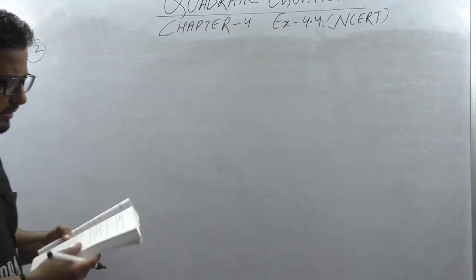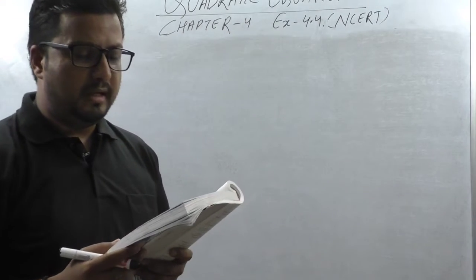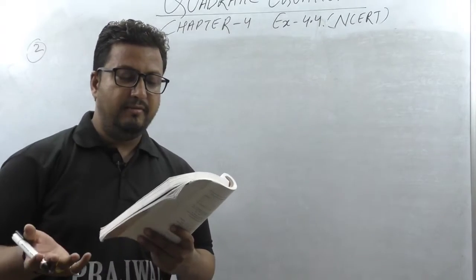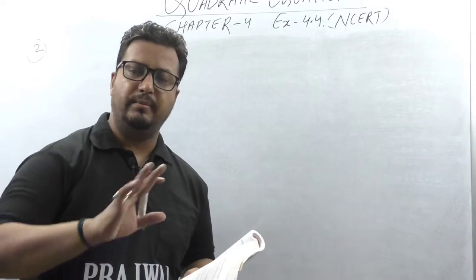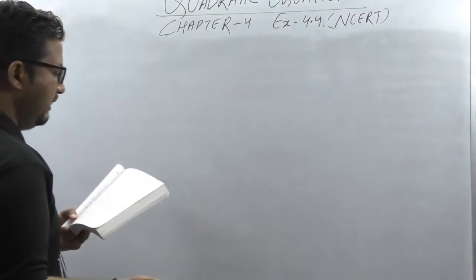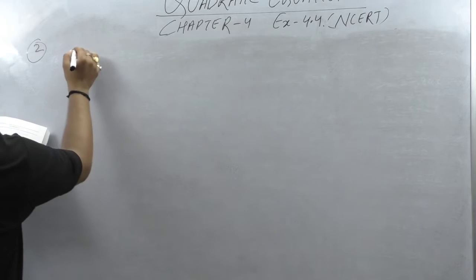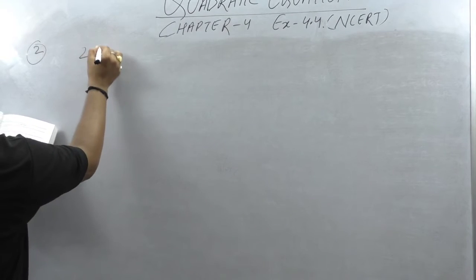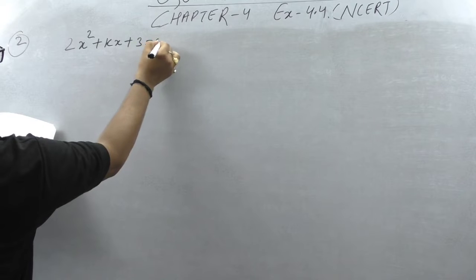Alright, now if you go to question number 2 here, it is very simple. It is given, find the value of k for each of the following quadratic equations so that they have equal roots. We have to find the value of k, and the question already says the equation has real and equal roots. So real and equal roots when D is equal to 0. The equation given is 2x square plus kx plus 3 equal to 0.